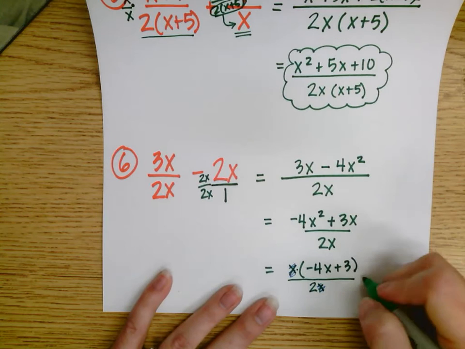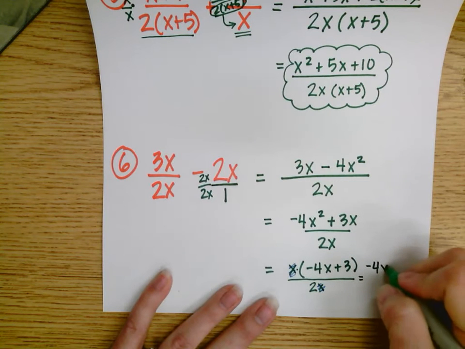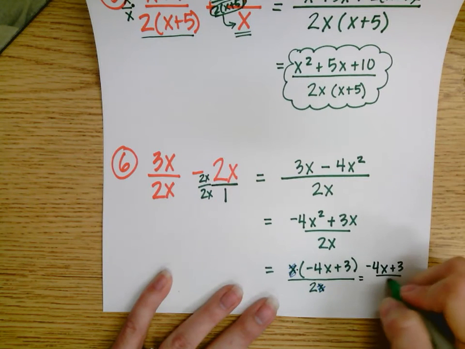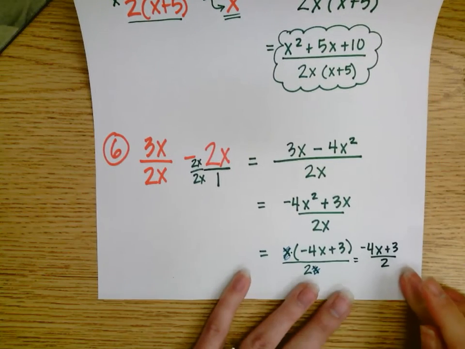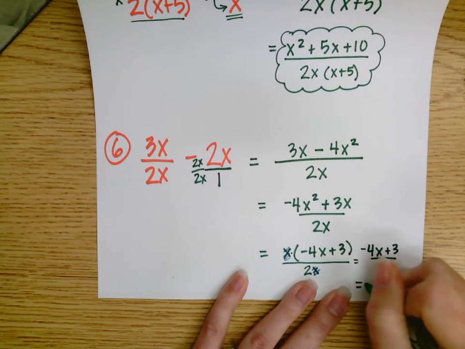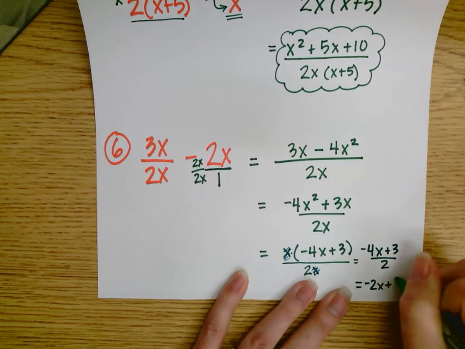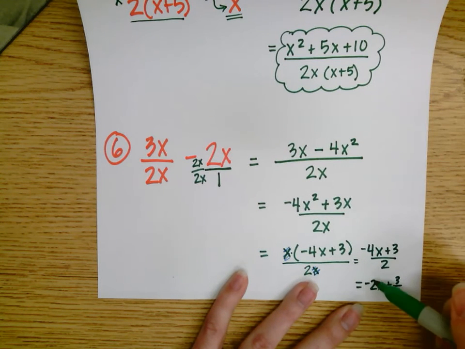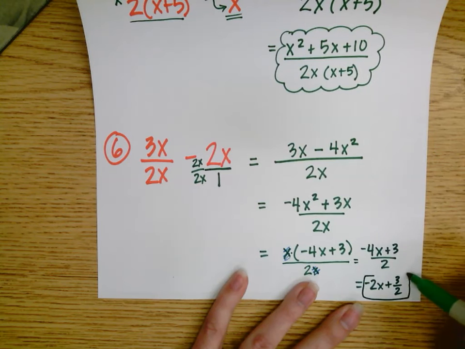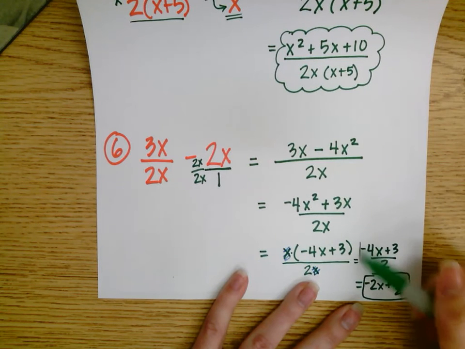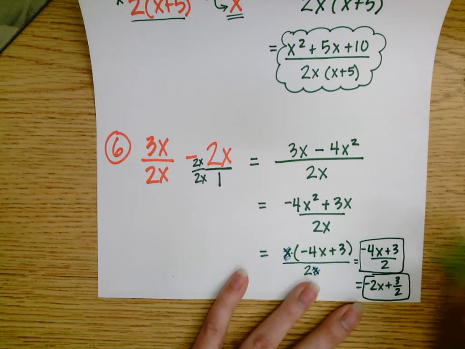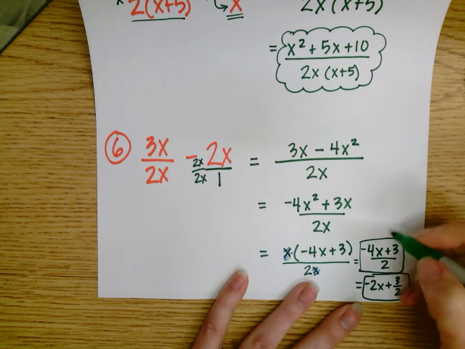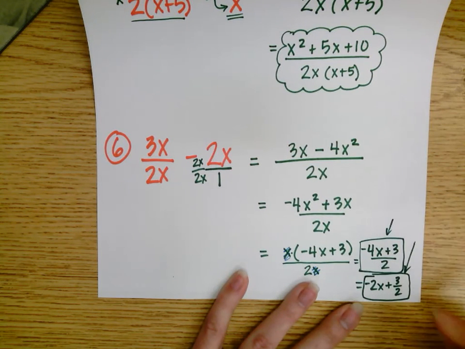So I really end up with negative 4x plus 3 over 2, and you can simplify that down more if you want to. You can have negative 2x plus 3 halves or 1 1/2, or you can leave that, that's fine. But one of these is our answer. Doesn't matter, as long as we simplified and canceled out that x. So this or this will work.